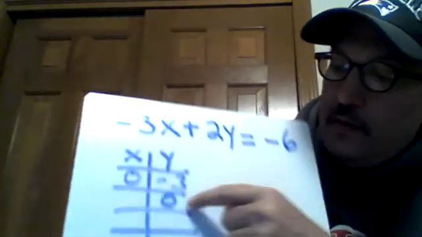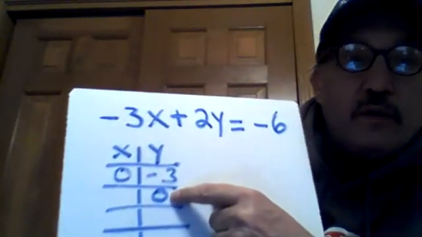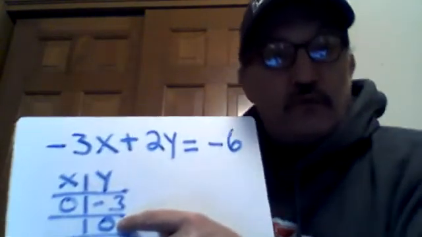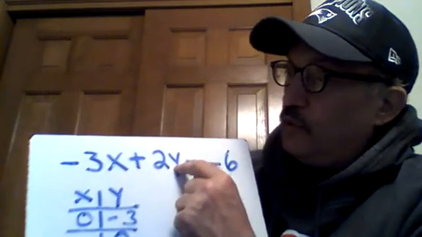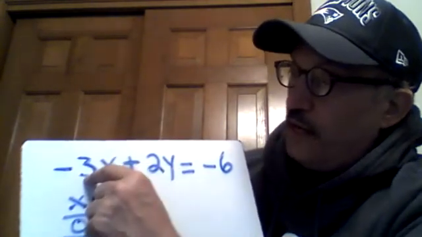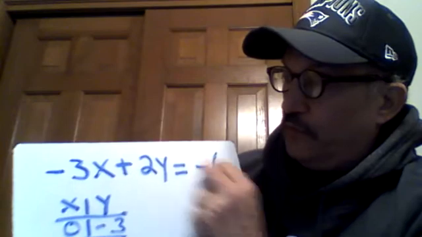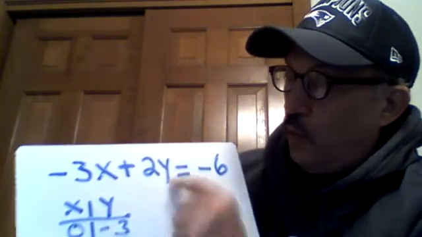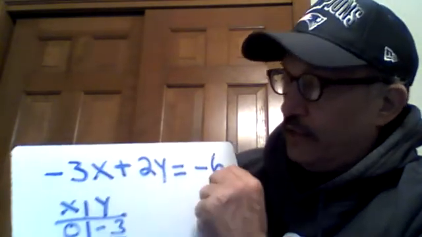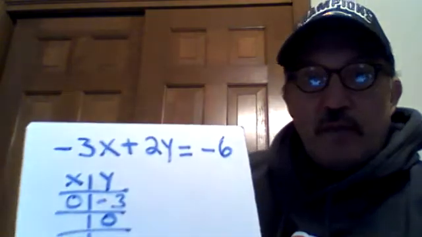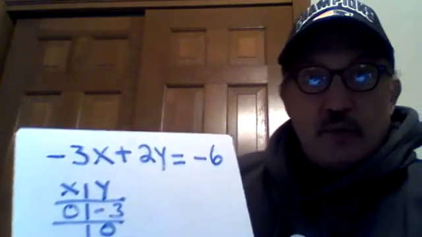And then we will do the same thing except put a 0 in for y. When you substitute 0 for y here, you get negative 3x equals negative 6. This term will go away when y is 0. Negative 3x equals negative 6. Divide each side by negative 3 and get x equals 2.